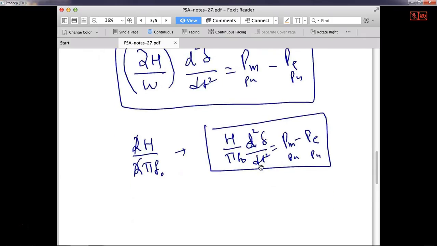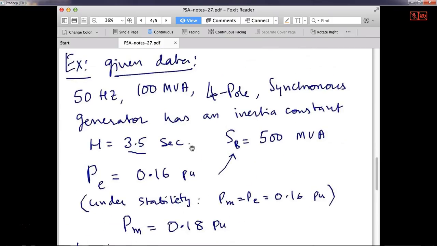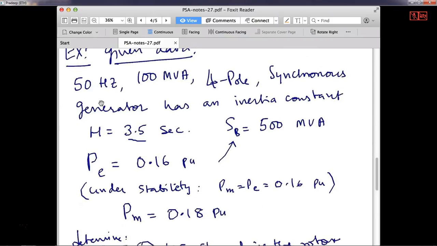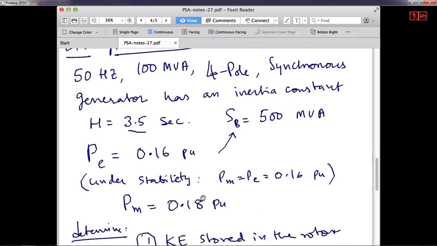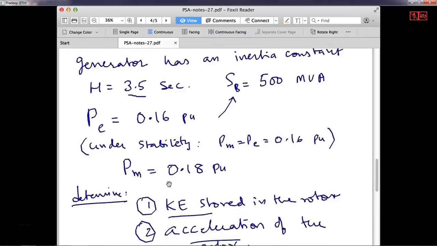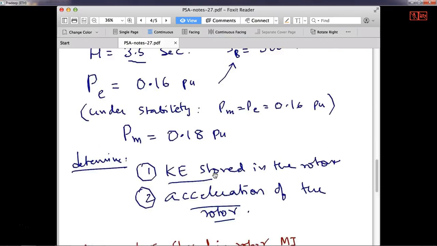So let's move forward. We did a small problem considering some data. A 50 Hertz, 100 MVA, 4-pole synchronous generator has an inertia constant of 3.5 seconds, and the base MVA is given, and then the per unit powers are given. The problem is the mechanical power is slightly increased from 0.16, which is a stable value, to 0.18. So what happens to the rotor? Of course, the rotor will accelerate.